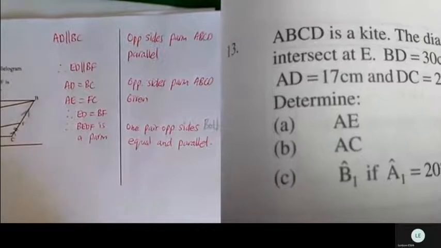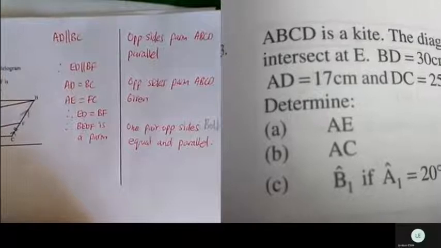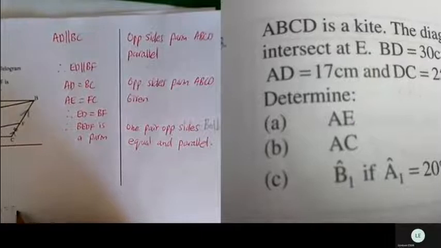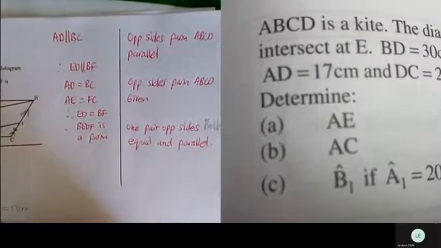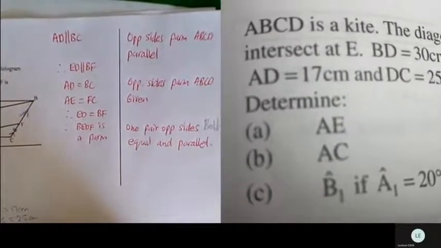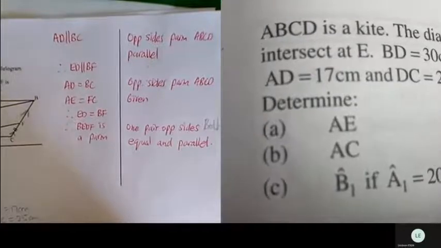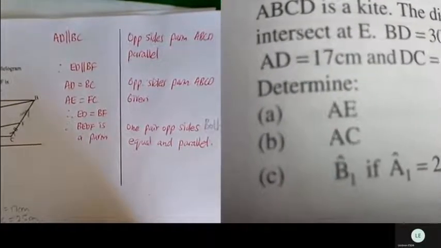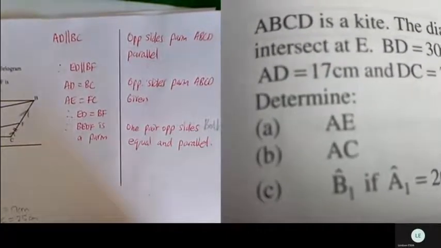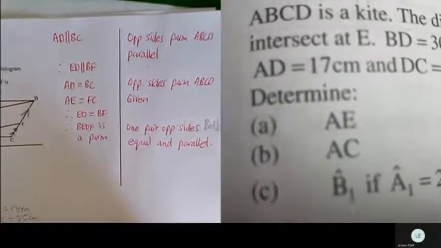Okay, we can leave that statement; you can see it on the diagram. BD equals 30, and AD equals 17, and DC equals 25. Determine: they want us to find AE, they want us to find AC, and they want us to find BE if AE equals 20.